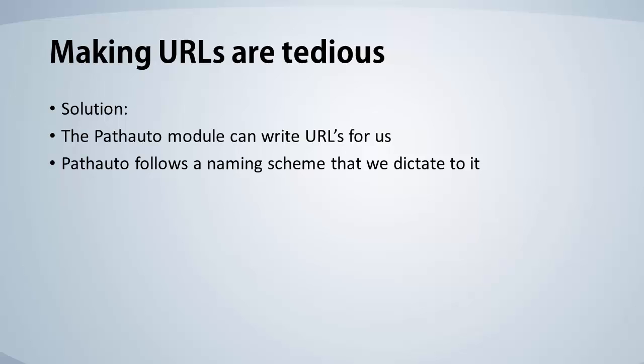Now, making URL aliases is very tedious. Again, like I just mentioned, if you have 1,000 pages on your site, it's going to take a really long time to do that. So the solution to this is the Pathauto module, which can write these aliases for us. And Pathauto follows a naming scheme that we can dictate to it. So I'm going to install the Pathauto module and activate it, and we'll have a look at how that works.